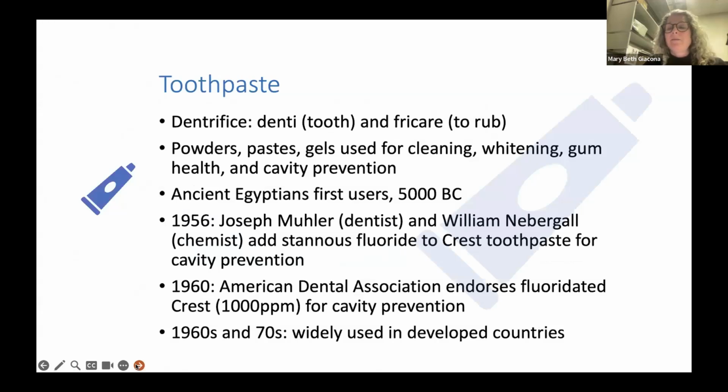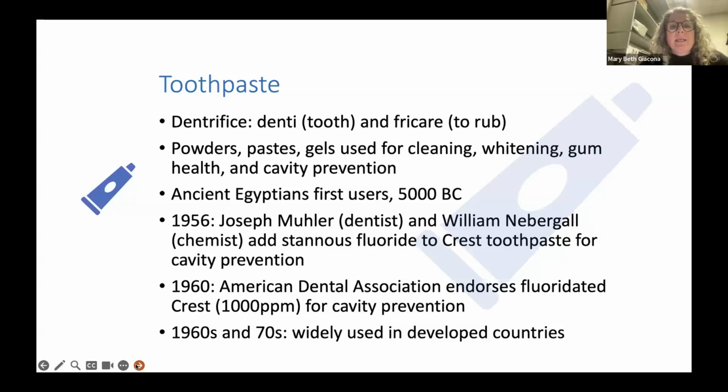So toothpaste, the fancy term for it is dentifrice, with the root of that being denti, tooth, and fricare, to rub. And toothpaste or dentifrices have been around for many, many years. The ancient Egyptians were the first users, and we're talking 5000 BC when the first dentifrices were in use. But basically, a dentifrice or toothpaste is any kind of powder, paste, or gel that's used for cleaning, whitening, gum health, and now cavity prevention.